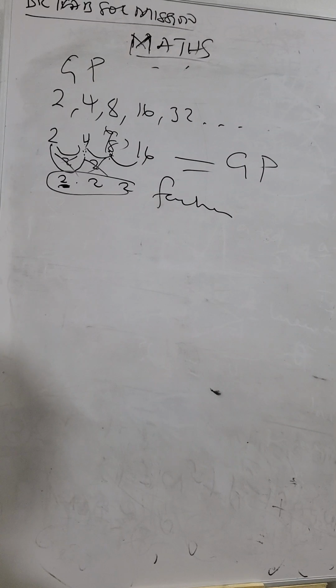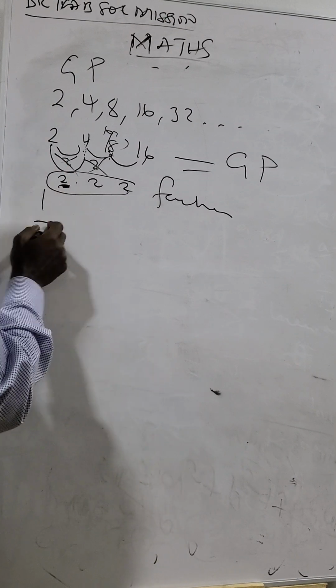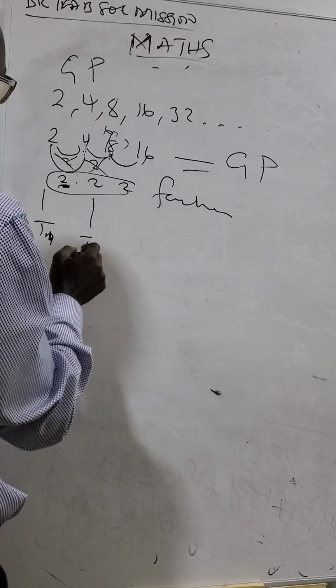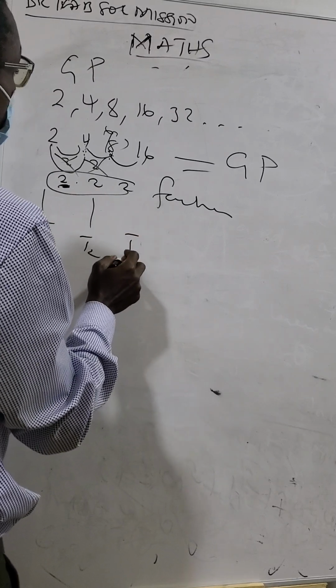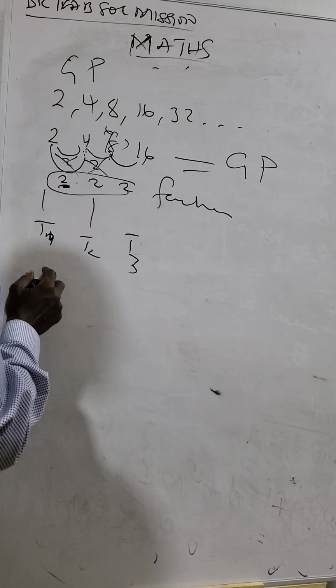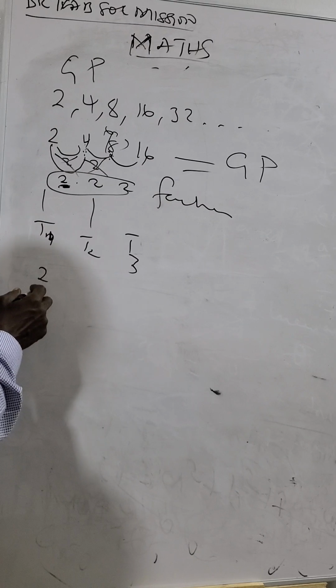So if you want to find the answer, let's see, this is T1, T2, T3, and so on. Now let's see. Realize the first number, you have 2 as it is.